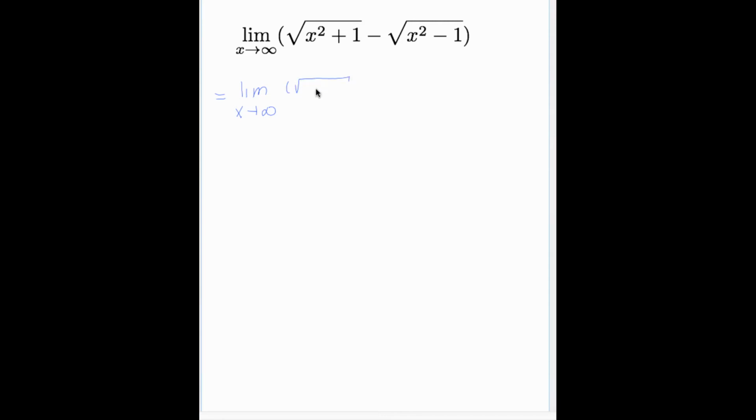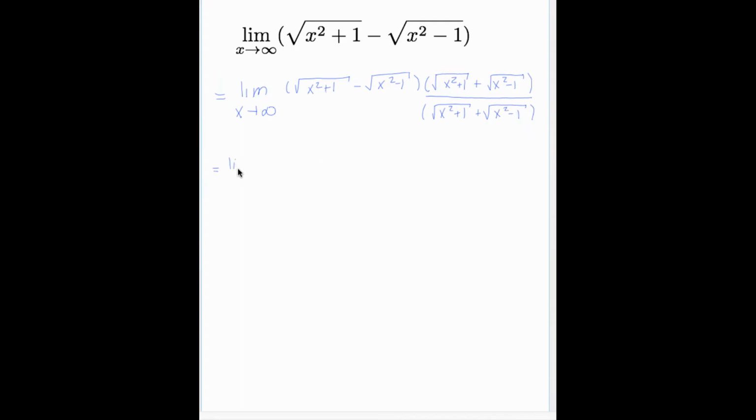So we get the square root of x squared plus 1 minus the square root of x squared minus 1, and we're going to multiply that by the square root of x squared plus 1 plus the square root of x squared minus 1. And of course, if we multiply by that on the top, we need to do the same thing on the bottom so that we're not changing the value of our expression. So we get root x squared plus 1 plus root x squared minus 1.